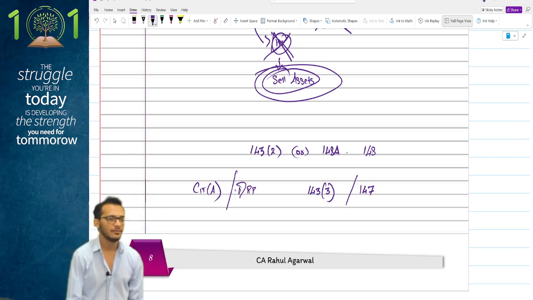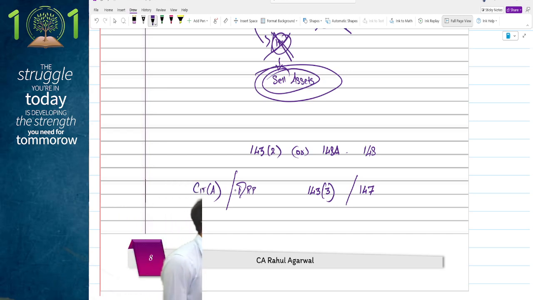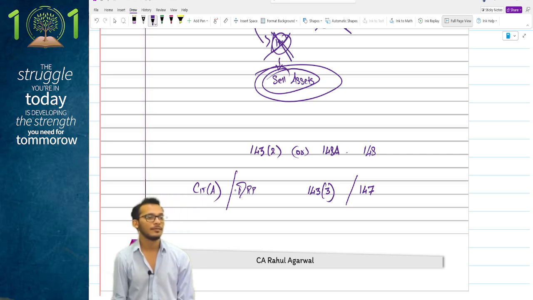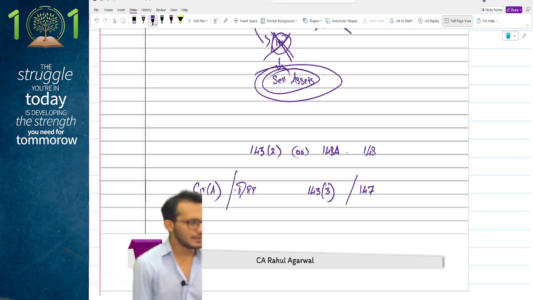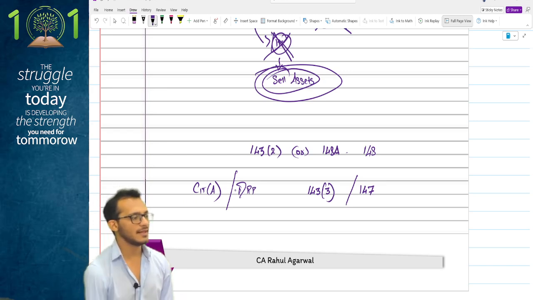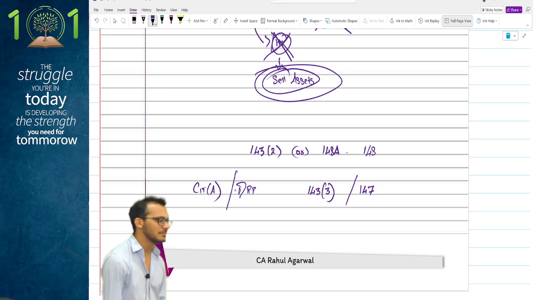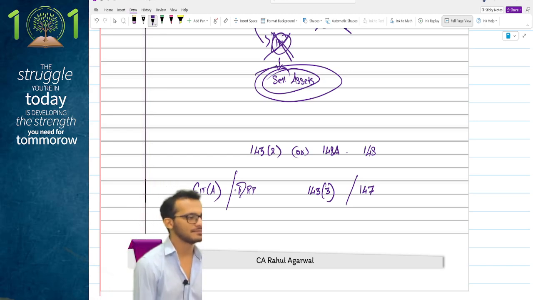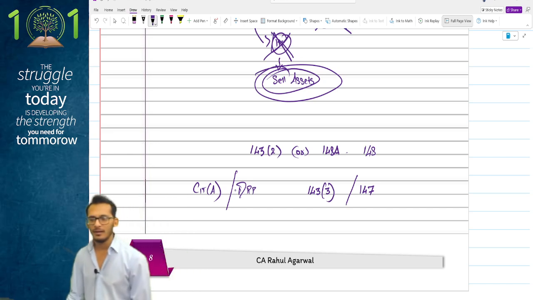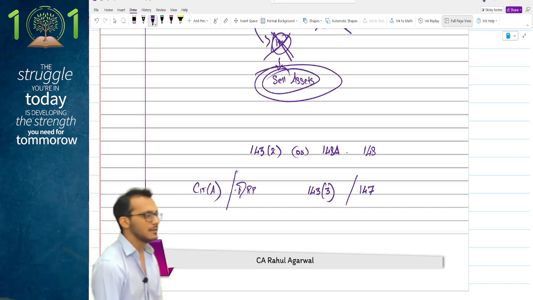What else? APA, for transfer pricing slash scope of total income, Section 9. Third.